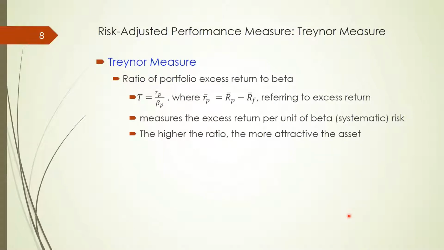The second risk-adjusted performance measure is called the Treynor measure. Unlike the Sharpe ratio, which scales excess return by the total volatility, the Treynor measure scales portfolio excess return by portfolio beta. So this measure tells the excess return earned per unit of the systematic risk measured by beta. Again, the higher the ratio, the more attractive the asset is because of the superior risk-return trade-off.